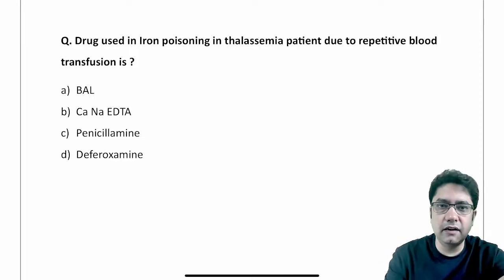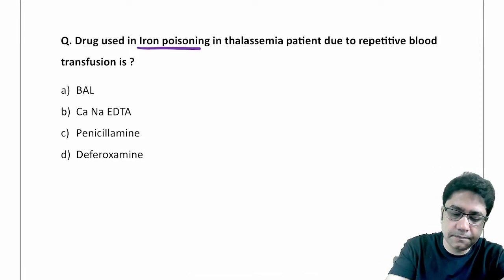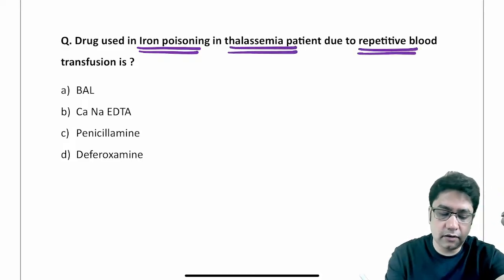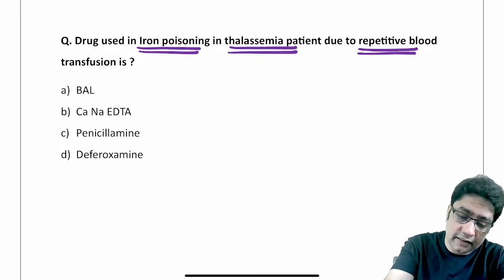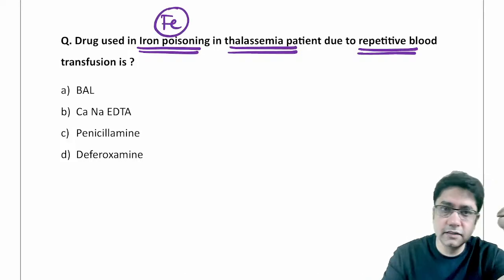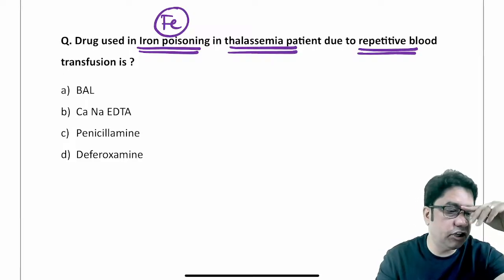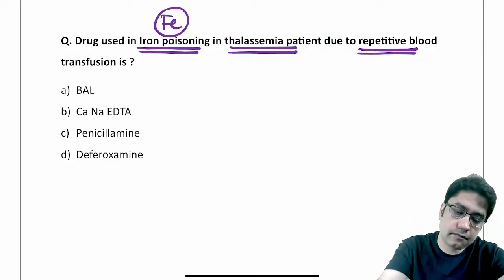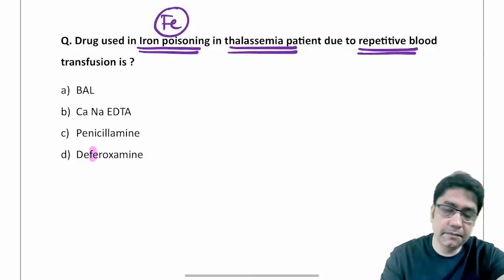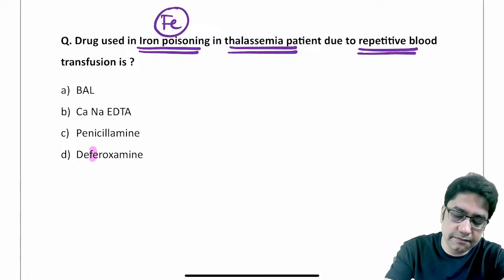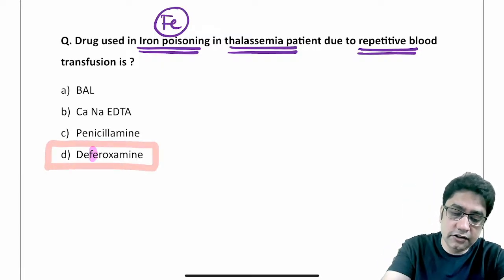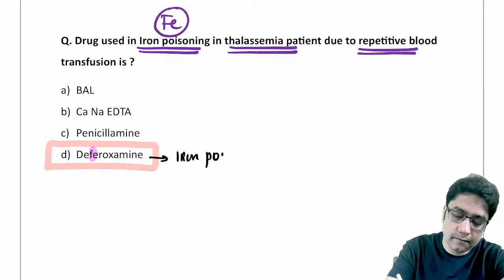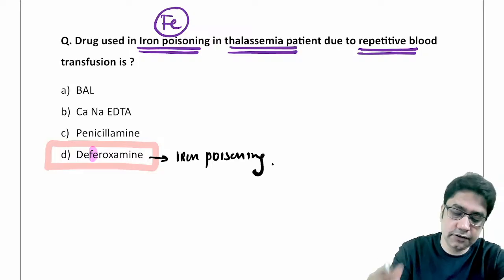Which of the following drugs is used in iron poisoning in a thalassemia patient due to repetitive blood transfusion? You can see iron is known as Fe. The symbol of iron is Fe. Can you tell me which chelator has the Fe word in it? So D, deferoxamine, the Fe word is coming. So the answer is D. So let's talk about other chelators. This is the chelator which is given in iron poisoning. So these are metal chelators.